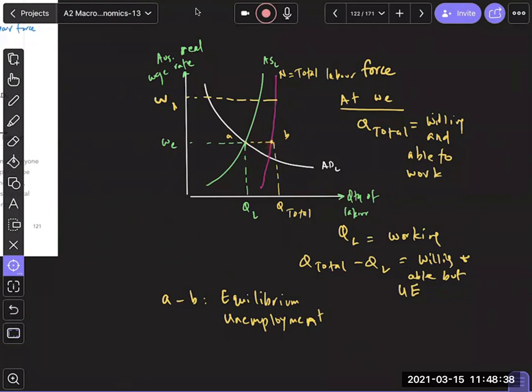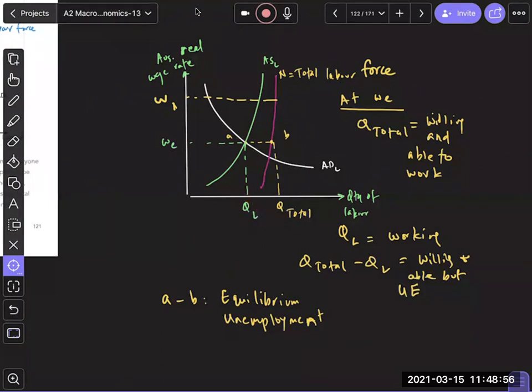Will the value of equilibrium be negative as the value of B will be greater? No, my friend, why would it be? The gap is, let's say this is 50, this is 30, the gap will be 20. 50 minus 30 will be 20. So the gap won't be negative.